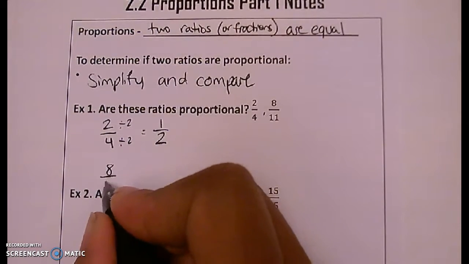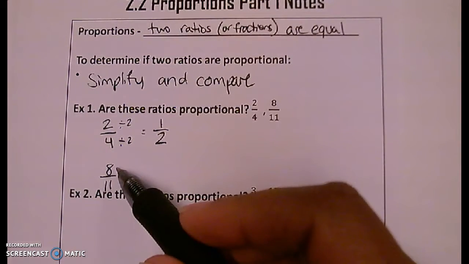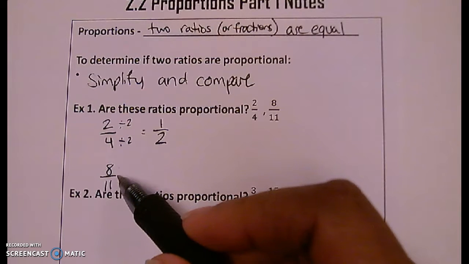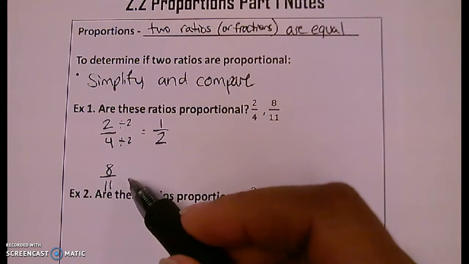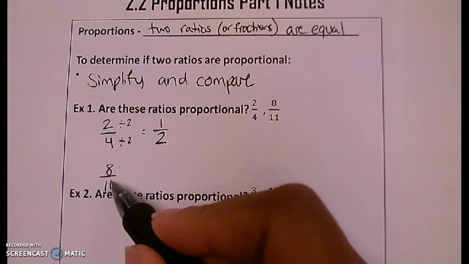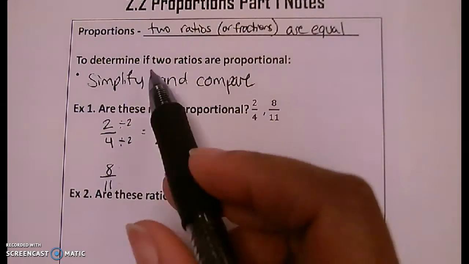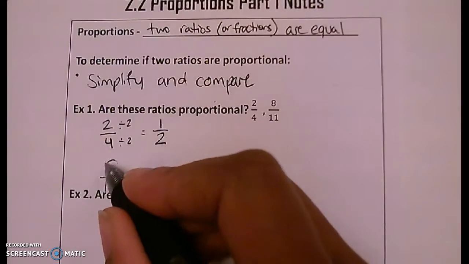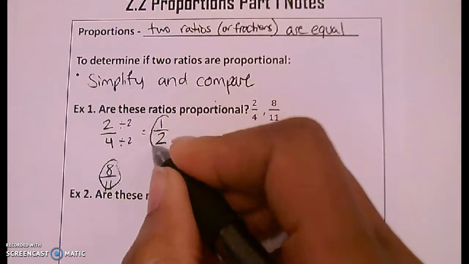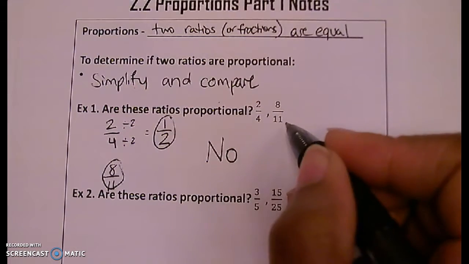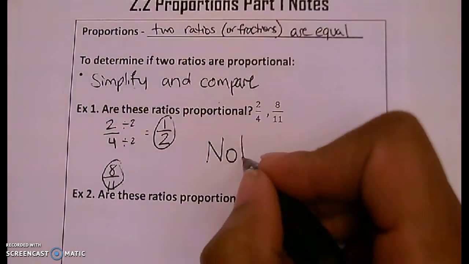Now 8 over 11, I have to ask myself, is there any number that I can simplify both of these by besides 1? Because if I divide both of them by 1, I'll just get the same thing. And no, there isn't. So this is as simplified as it's going to get. Now that I've simplified, I'm going to compare the two. Based on our definition, are 8/11 and 1/2 equal? The answer is no. So these two are not proportional.